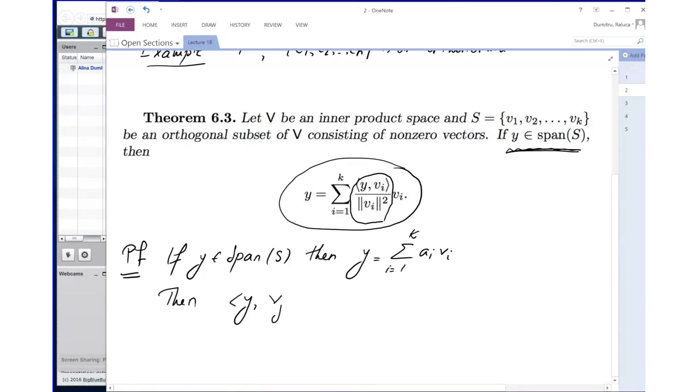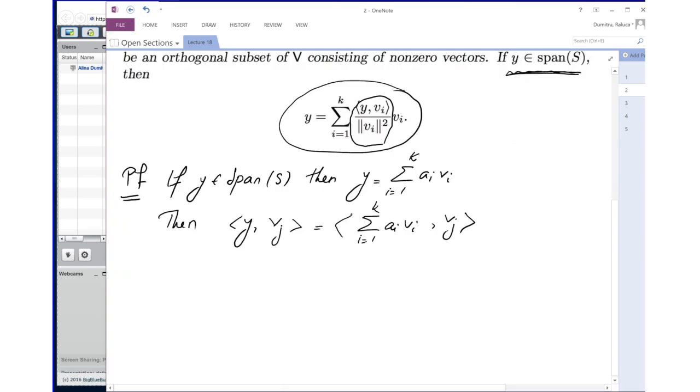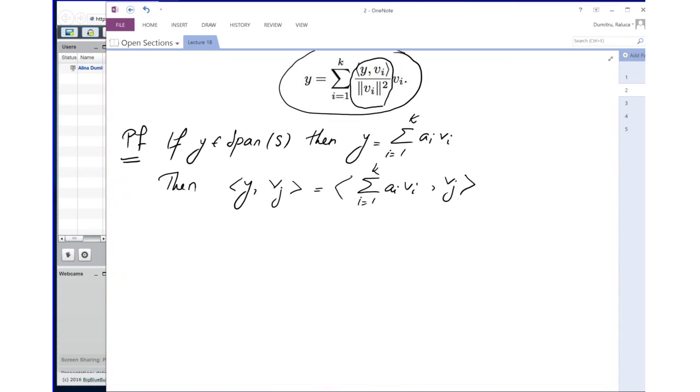So you just take the inner product between y and the vector v_j in the set. What happens if you do this? Well, y is the sum of a_i v_i, and then inner product with v_j. Remember that the inner product behaves very nicely with respect to the first component, it is linear, so you can just distribute this sum and take the coefficients out. So this is the sum, i equals 1 to k, of a_i times the inner product between v_i and v_j.